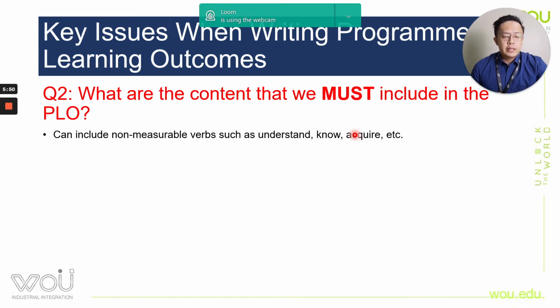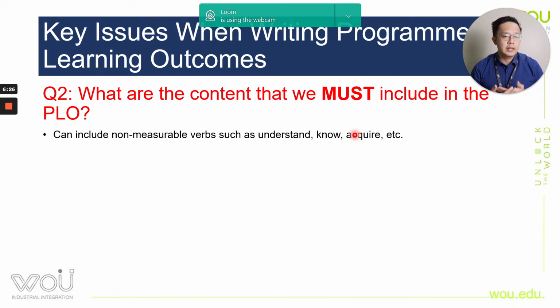The second question that most probably you will ask me is what content you must put in your PEO, the program education objective. You put in the scale that you want your graduates to acquire or achieve. The difference between PLO and PEO is that PEO focuses on what they should acquire after 4 to 5 years, while PLO focuses on what they should acquire upon graduation. So you must mention the scale that you want your graduates to acquire upon graduation.